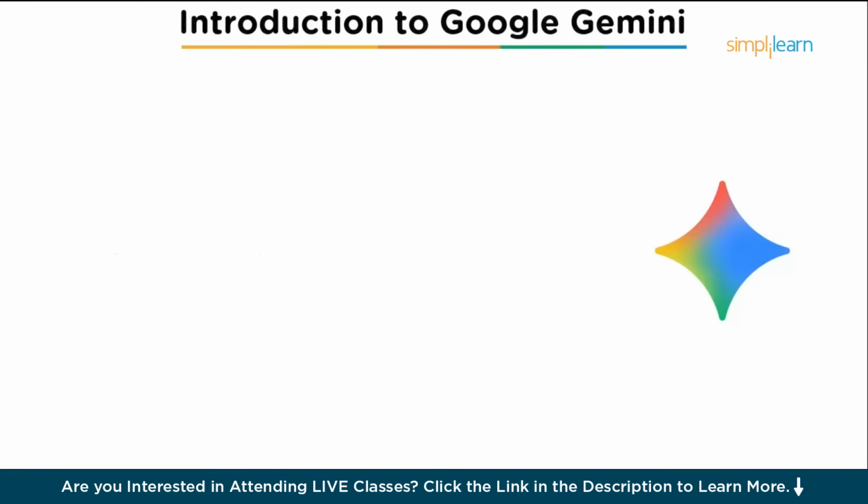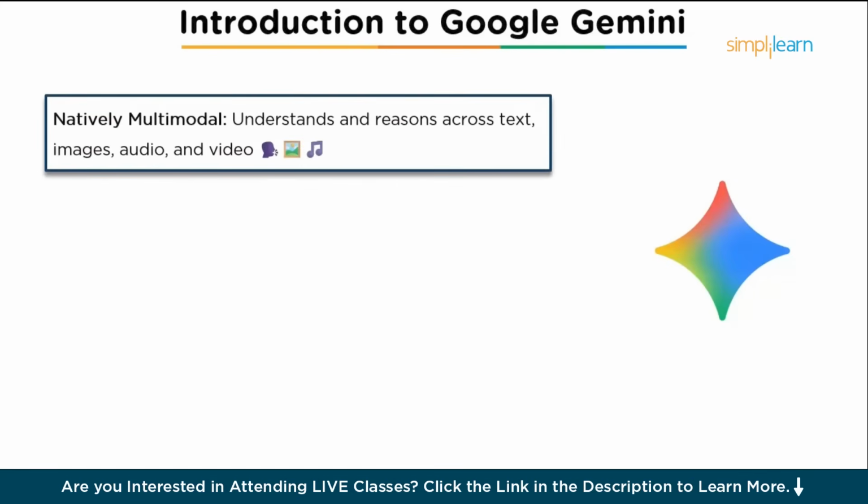Now let's begin with an introduction to Google's Gemini. Gemini is Google's family of advanced AI models designed to handle a wide range of complex tasks. What sets Gemini apart is that it's natively multimodal, meaning it can understand and reason across different types of data, not just text but also images, audio, and video. This makes it incredibly versatile for a variety of real world applications.